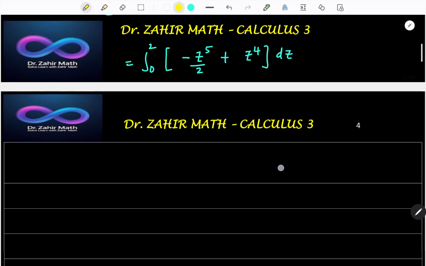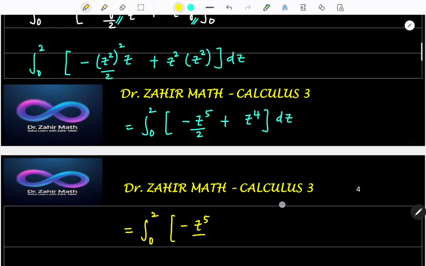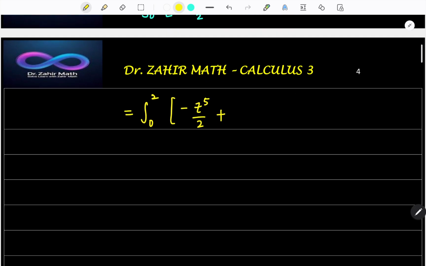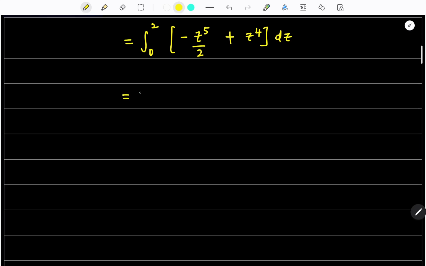So now we are going to integrate with respect to z. Integral 0 to 2, let me write it because it's not clear. Minus z power 5 by 2, and then plus z power 4, into dz. Let me check once again. Right. So this equals, integration starts, minus z power 6 by 6, which is going to become 12, and then this is z power 5 divided by 5, and the limits are 0 to 2.